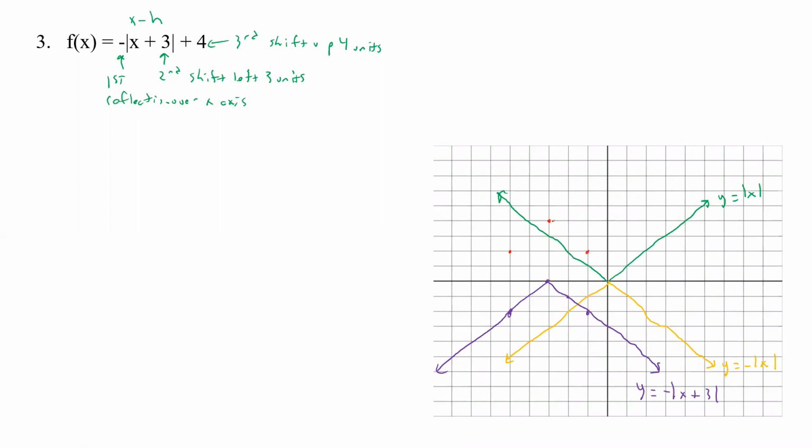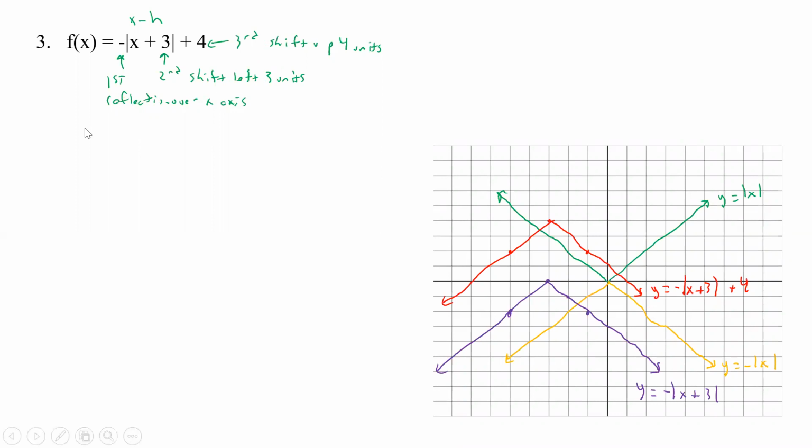And so we could do more points, but this is enough to get the shape of it here. And so that's our y equals negative absolute value of x plus 3 and then plus our 4. Okay, and so that's what we wanted. So that's after our third transformation, and we're going to shift vertically up 4 units after we shifted horizontally left 3 units, and after we did the reflection over our x-axis.